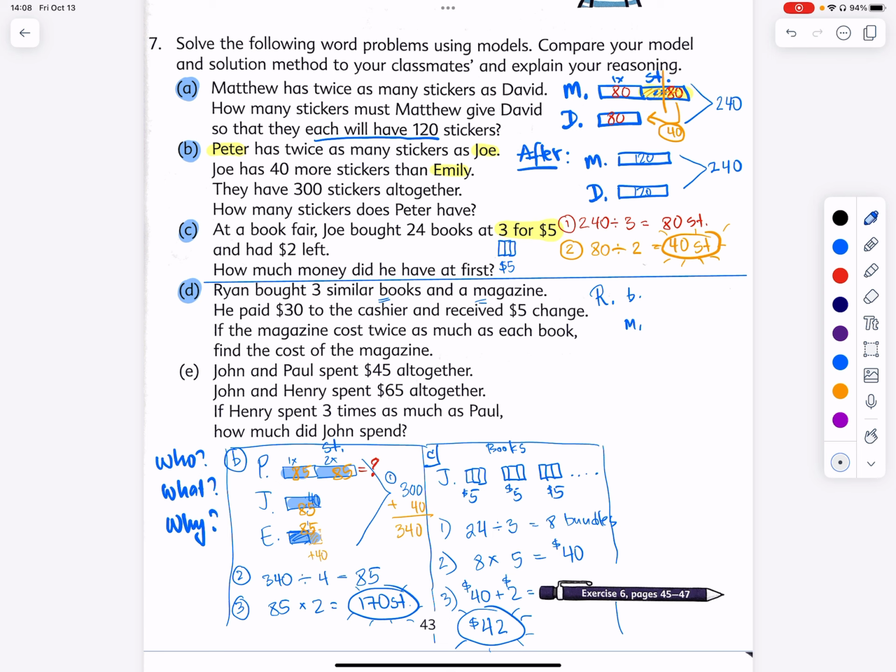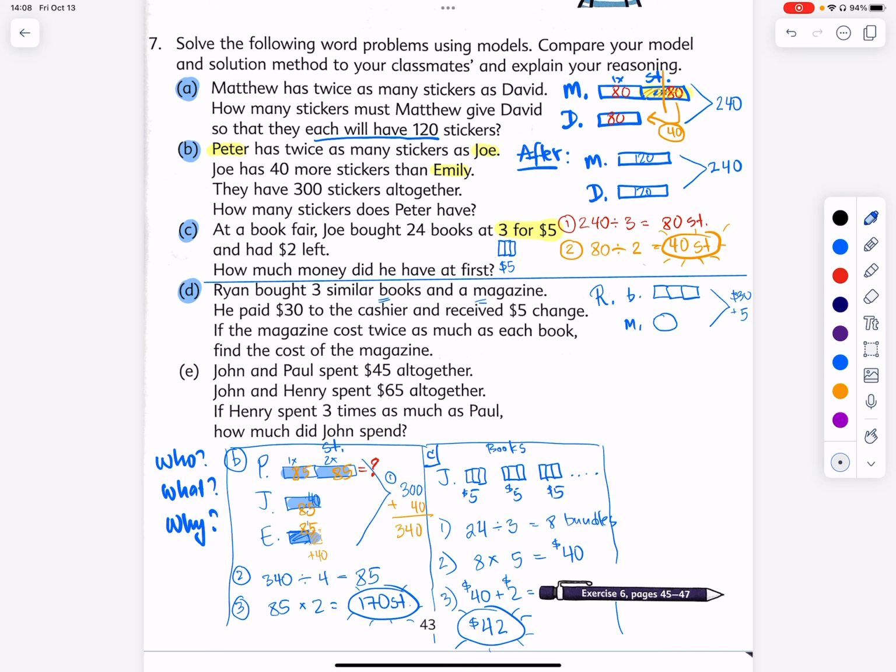He bought 3 similar books. Let's make 1, 2, 3. 3 books. And 1 magazine. Let's make it magazine like this. He paid $30 and received $5 back.